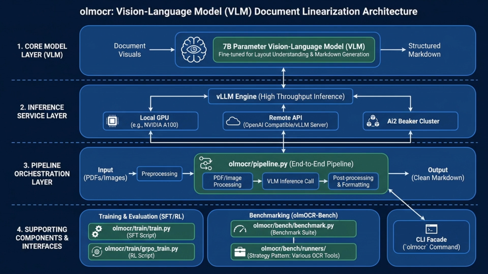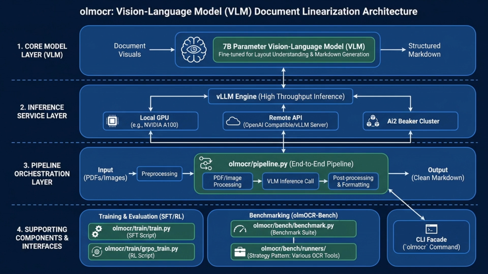In the past, developers had to chain together a bunch of different tools for layout analysis and text extraction. This was a brittle and often inaccurate process, but olmocr's unique angle is to throw that piecemeal approach out the window. Instead, it uses a single, powerful vision model that understands the document's entire structure all at once.